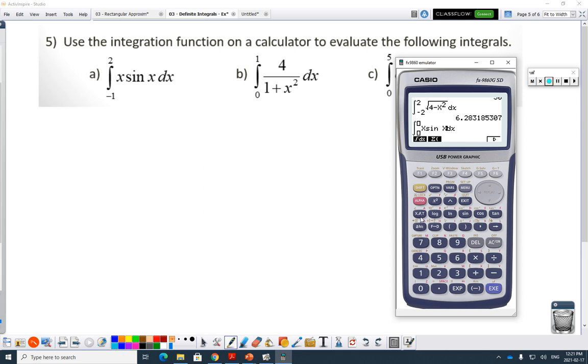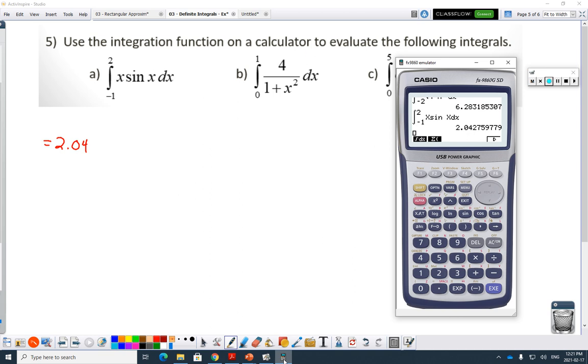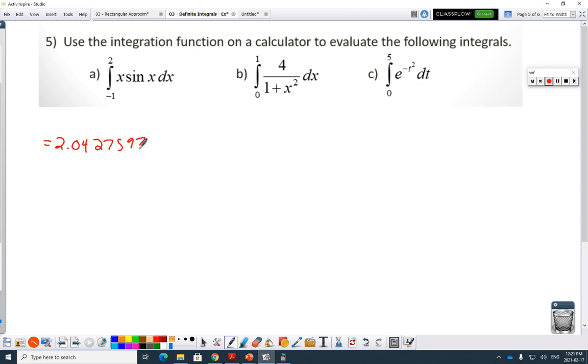What was it? X sine x from -1. I just typed that in wrong. -1 up to 2. Do you get what I get? 2.04275 9779. Yeah? And great for checking answers. Yeah? All the way through. No matter how complicated the integrals get, more complicated than is easy to draw on the screen, or harder than we can even do right now, or harder than this needs.